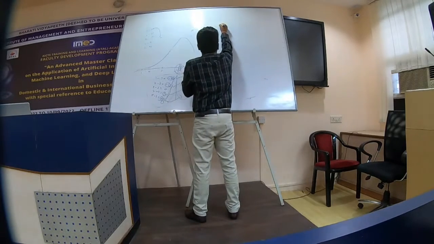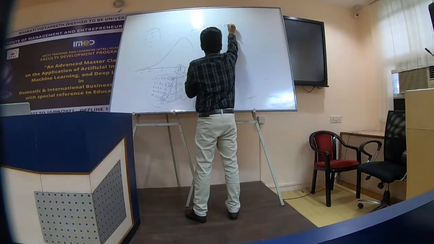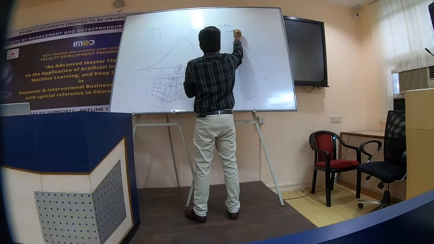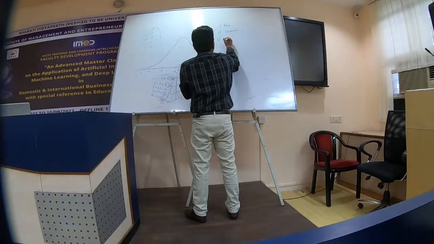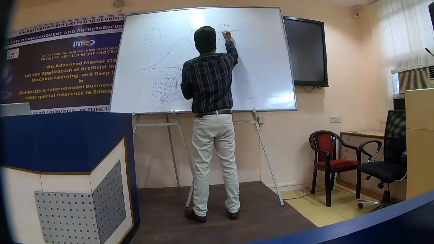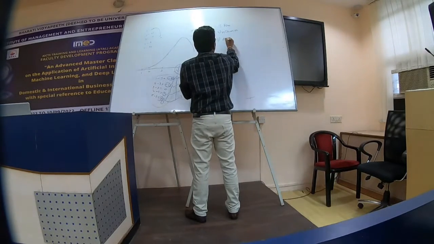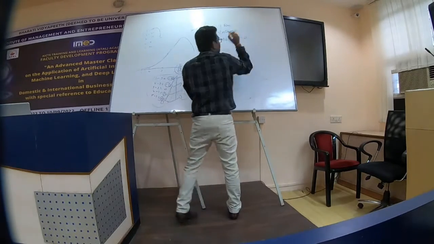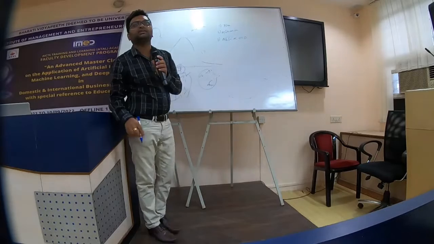First one is the range. Second one is what? Deviation. Third point is what? It is the mean deviation. You can say absolute mean deviation. Absolute mean deviation. I will ask you a question now.